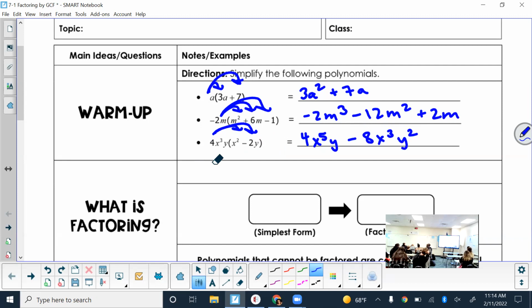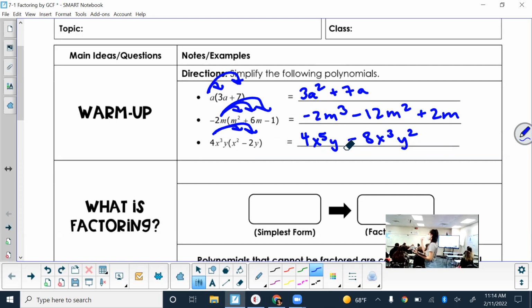So more stuff involved. When we multiply, we use the product rule. We add the exponents of the same base. All right, and the reason why this is our warm-up is because on our last test, the questions that we were given looked something like what's on the left, and our answers would look something like what's on the right.